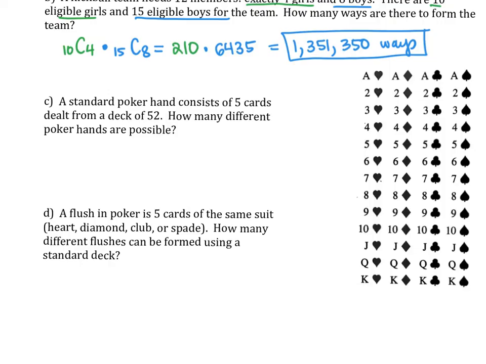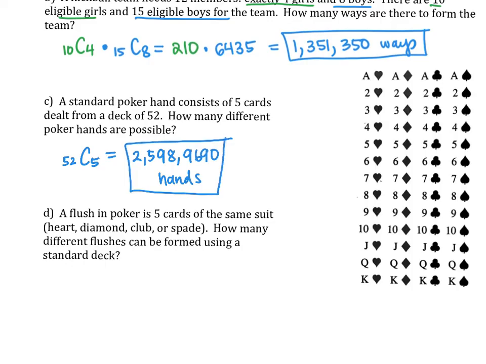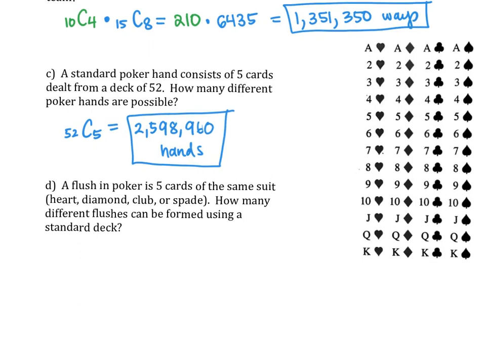A standard poker hand. There's a deck of 52. I'm choosing 5. It's a combination because I'm taking a group of 5. I don't care about the order of them because I'm going to rearrange them in my hand anyways. So I'm going to put this in my calculator, and I find out that there's 2,598,960 hands possible.